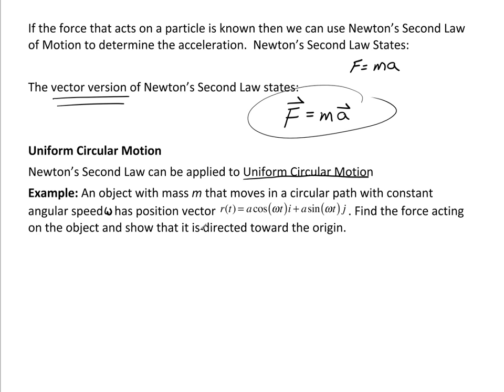An object with mass m that moves in a circular path with constant angular speed omega has a position vector r of t equals a cosine omega t i plus a sine omega t j. Find the force acting on the object and show that it is directed toward the origin. I want you to think about this function for a minute. I have cosine and sine, and they're both multiplied by the same scalar a.